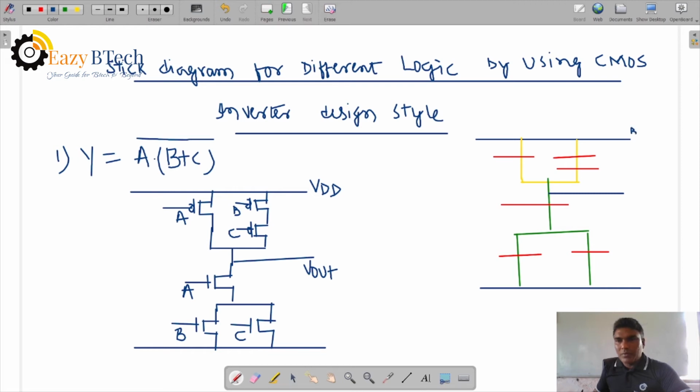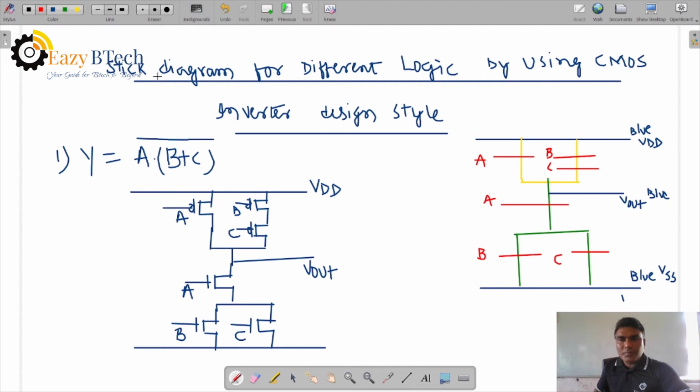Blue color is for VDD. Okay, this is blue, VSS, blue. Now the output terminal, Vout, is blue. Now let us take polysilicon. The terminals are A, B and C. Here A, B and C.